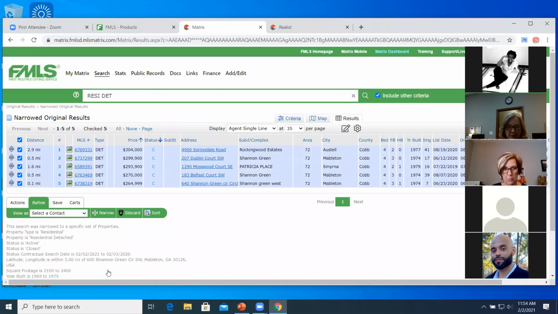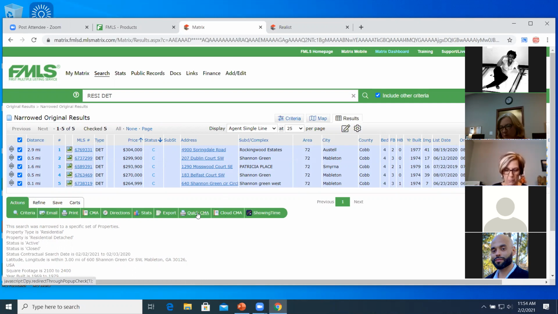Okay, so now those are our 5 properties. Then you go over to the actions. And now, see this button says quick CMA? This is what we're going to use. Do not use the cloud CMA. How many of you have tried to use that? The reason I'm telling you not to is, I did.